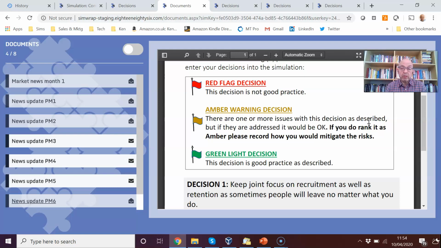So in the first round, we give you a people management challenge. In the second round, we look at ethical competition. In the third round, we look at innovation. And in the fourth round, we look at management issues around technology. So let's go back to my decisions.